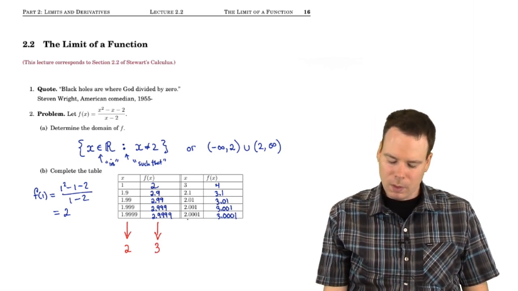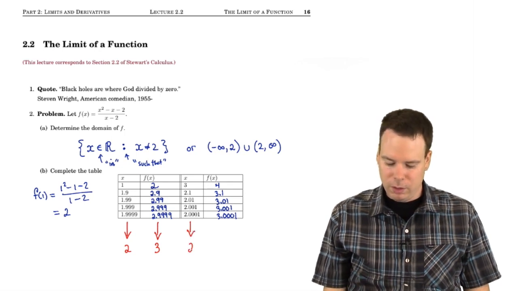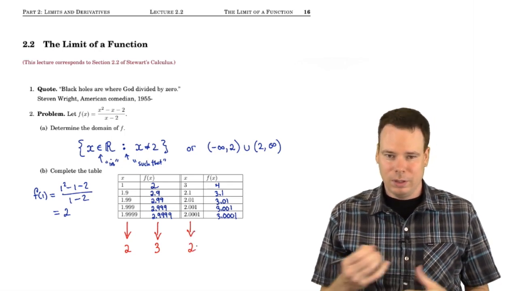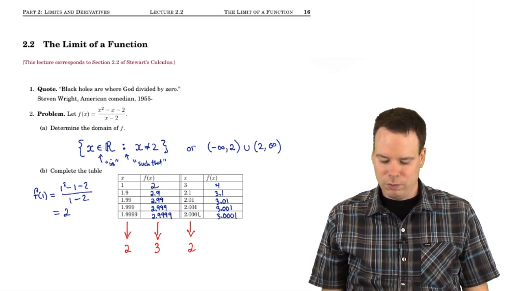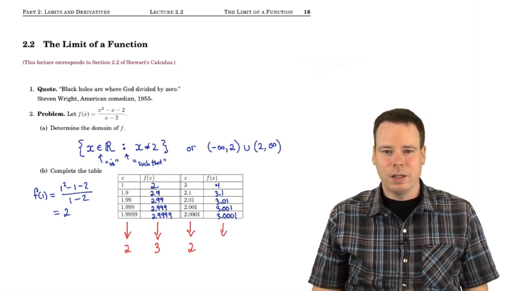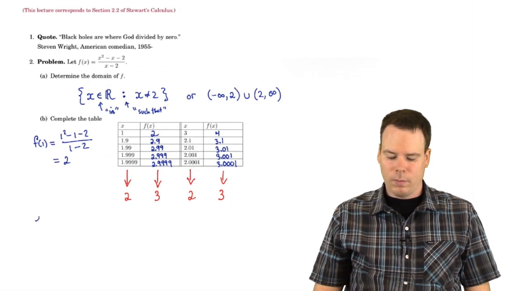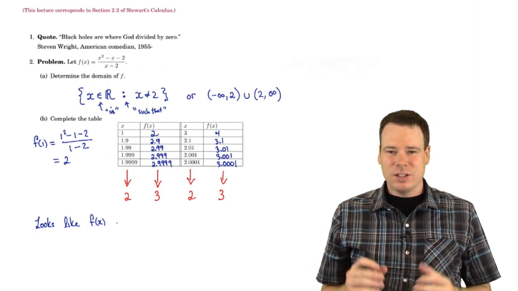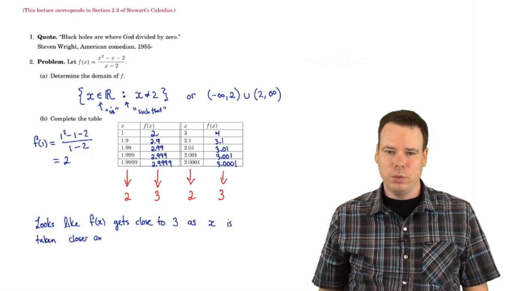Similarly, if our x values head towards 2 from the right, so a little bit above 2, we're creeping closer and closer to 2 from the right-hand side of 2, then the function values are getting closer and closer to, well, 3 again. So it looks like f gets close to 3 if we take our x values closer and closer to 2.